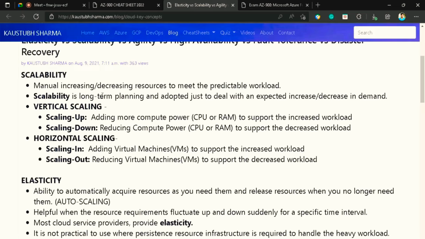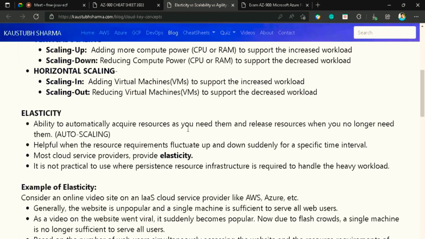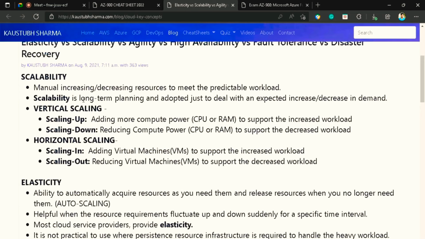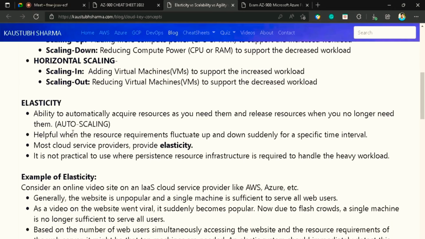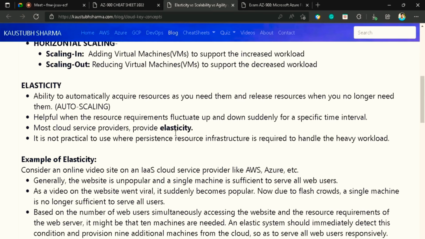Scalability is for long term planning. When I know there will be an increase, I already make my solution scalable and add this power, so I am doing it manually. In the case of elasticity, the scaling happens automatically. I will give you an example down below. It is helpful whenever resource demand fluctuates up and down at specific time intervals. Mostly all cloud service providers offer this elasticity feature.